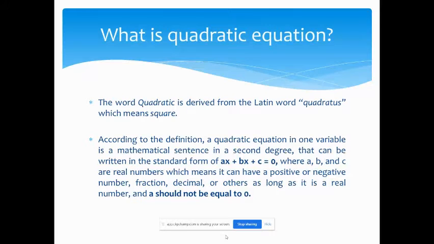According to the definition, a quadratic equation in one variable is a mathematical sentence in the second degree that can be written in the standard form of ax² plus bx plus c equals 0, where a, b, and c are real numbers, which means it can be a positive or negative number, fraction, decimal, or other, as long as it is a real number, and a should not be equal to 0.